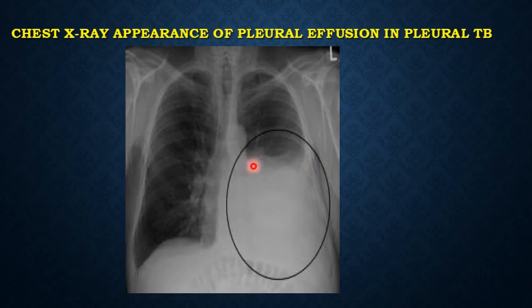This is a pleural effusion in a patient with pleural tuberculosis. Pleural effusion, fluid in the pleural cavity, obliterates the lung. We cannot see the lung because here the fluid is filling the pleural cavity.